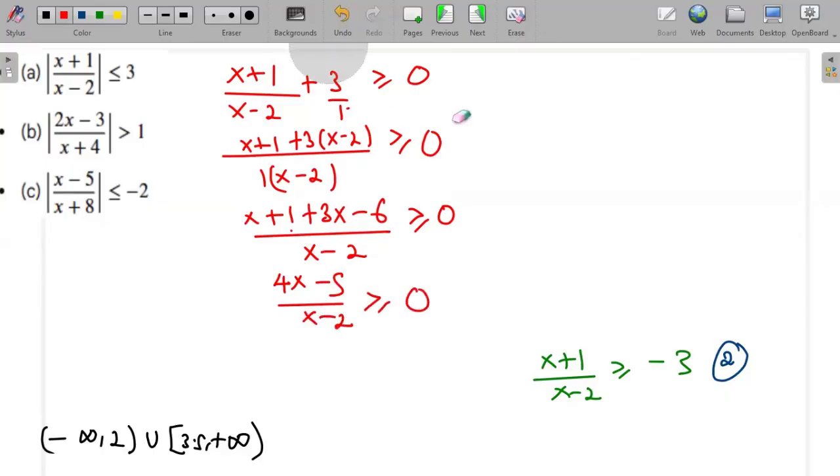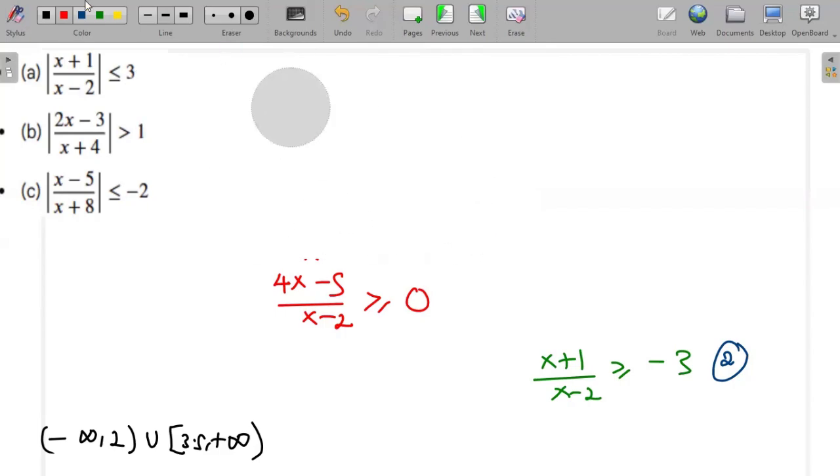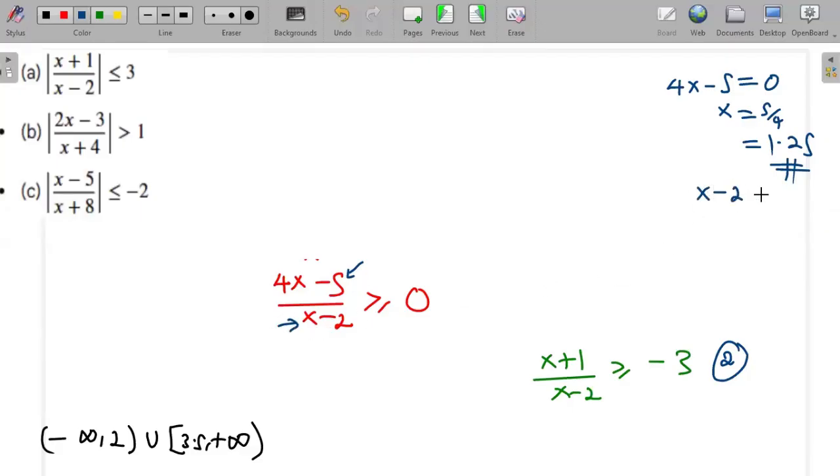Okay, and then from there now we can find our critical values. My critical values will be: 4x minus 5 is equal to 0 because it's in the numerator. So that will give me x is equal to 5 over 4. Okay, 5 over 4 in decimal numbers is the same as 1.25. All right, and then the other one is x minus 2 and it's in the denominator. So we're going to say x minus 2 is not equal to 0, meaning x is not equal to what? To 2. So this guy here and this guy are my critical values.